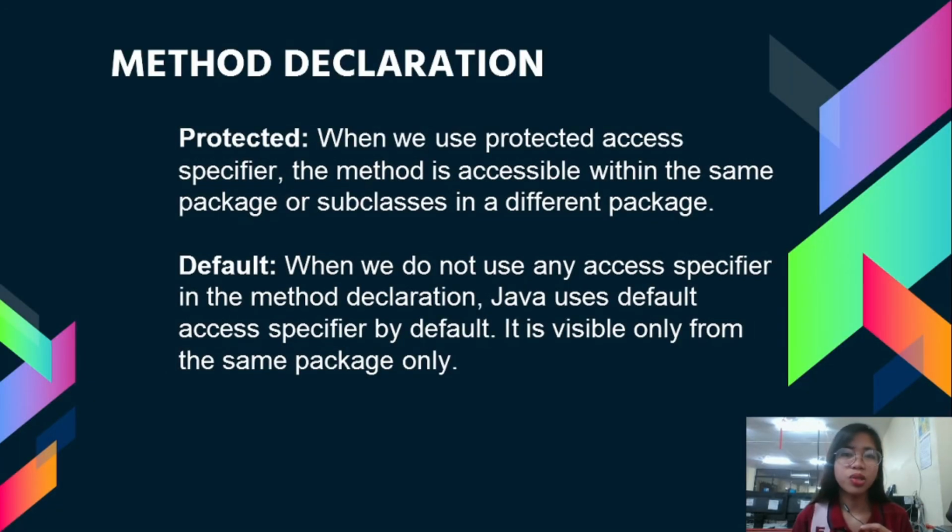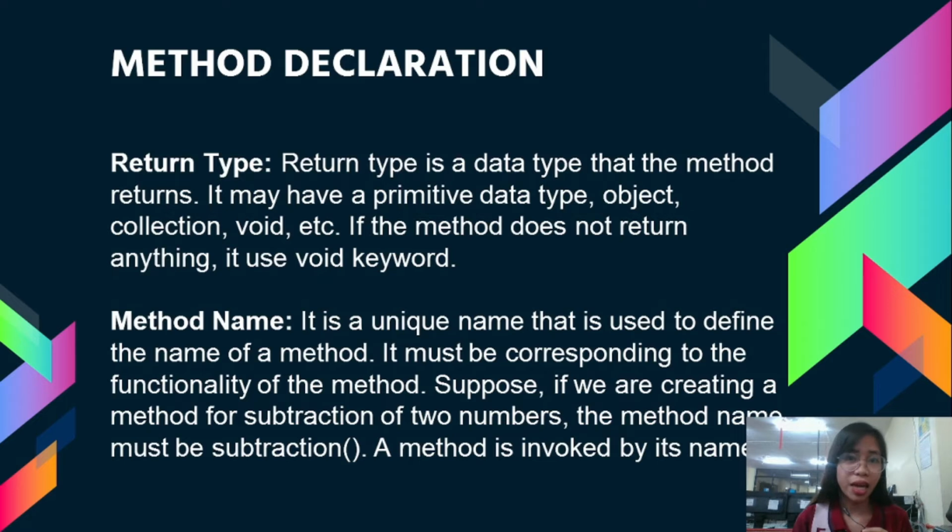Protected. When we use protected access specifier, the method is accessible within the same package or subclasses in a different package. And when we say default, we do not use any access specifier. Kasi pwedeng hindi ka maglagay ng specifier. So, yun yung tinatawag na default. Return type. When we say return type, it is a data type that the method returns. So, it may have a primitive data type, object, collection, void, etc.